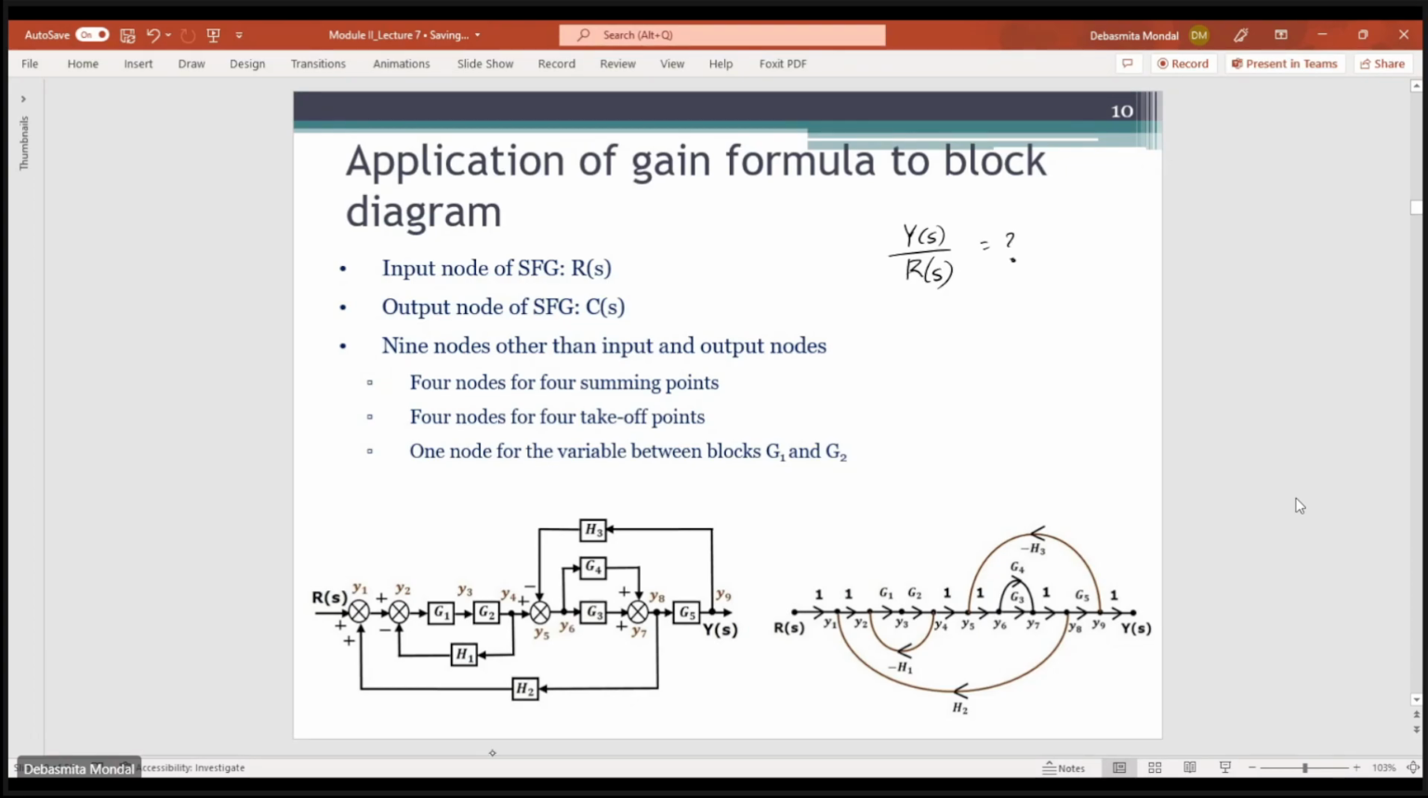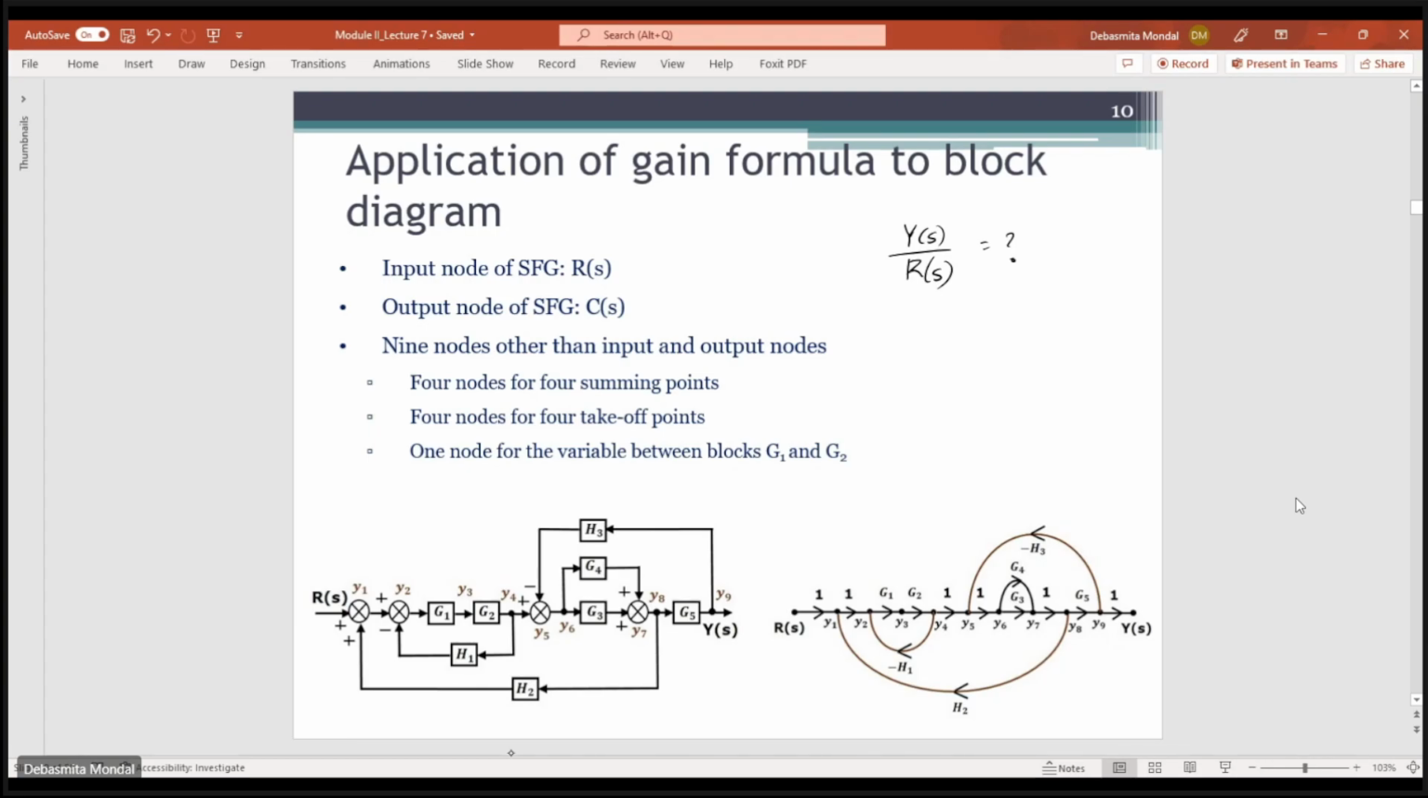For that, there are multiple ways of finding the overall transfer function. You can do block diagram reduction from this block diagram, or we can draw the signal flow graph, and from there we can easily find out the value of the transfer function.